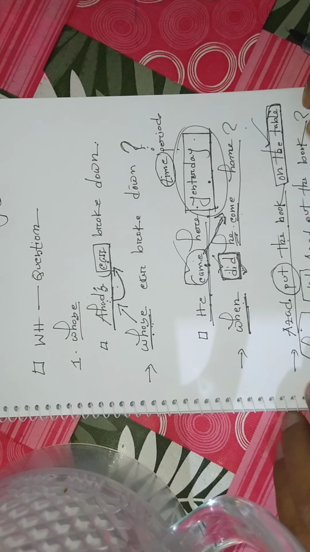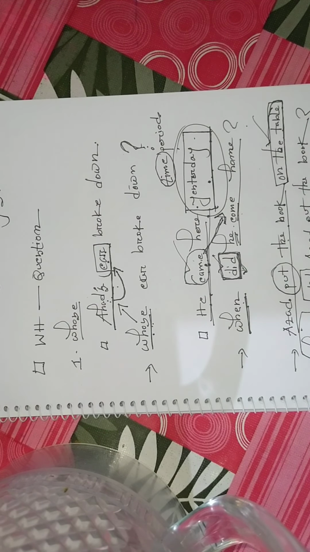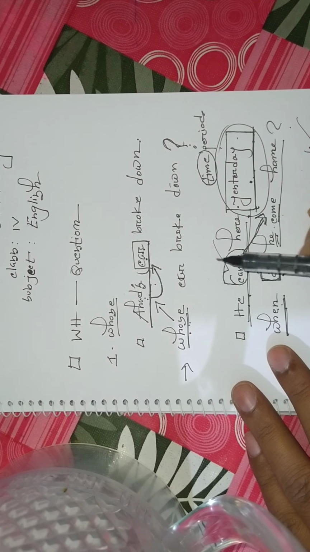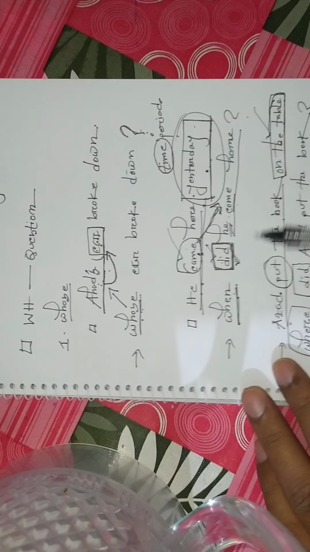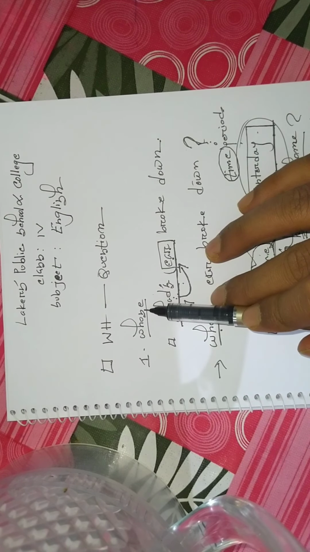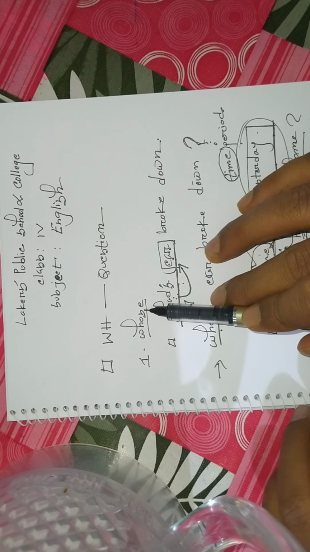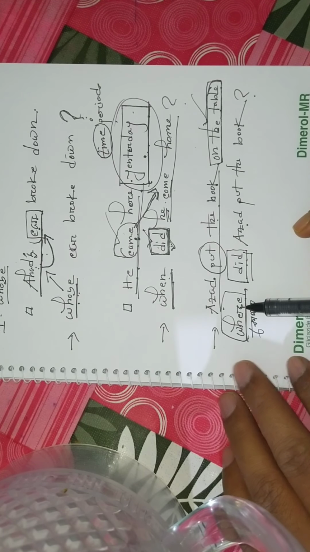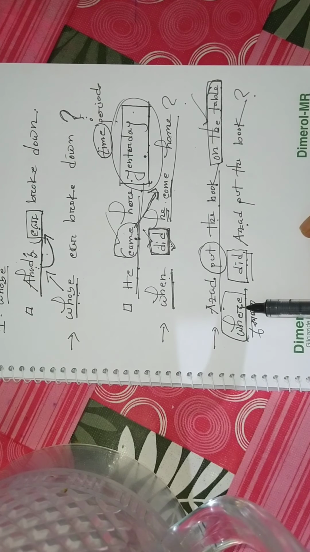Okay, so we have discussed three points today. The first one is "whose", that means possession, a possessive pronoun. The second one is "when", that means time. And the third one is "where", that means a place. And if someone is talking about a place and there is an underline below a place, then you have to bring "where" to make a question.